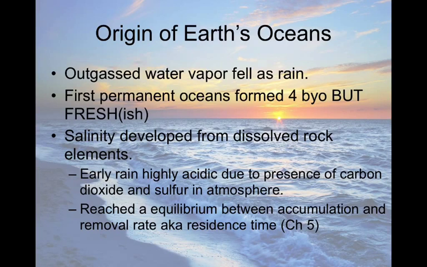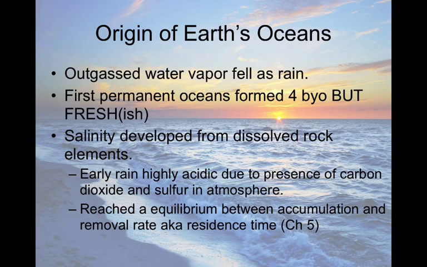All right. So when that outgassed water vapor mixed into the atmosphere and moved away from the hot surface of the Earth in a very similar process to what happens today, that water vapor condensed, made clouds, and fell as rain. So the first permanent oceans formed 4 billion-ish years ago, not long after the Earth itself, 4.5 billion-ish years ago. But unlike today, our first oceans were fresh. It took longer for the salt that came from dissolution of rocks to collect in the oceans, quite a bit longer than it did for the oceans themselves to fall.